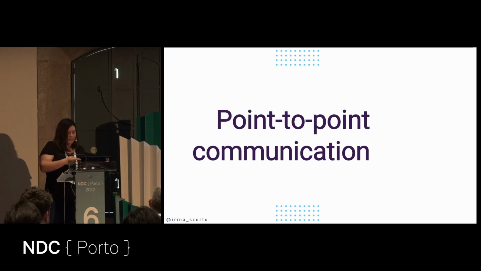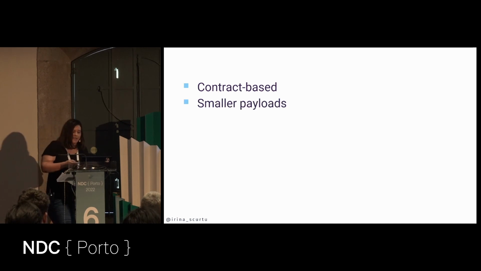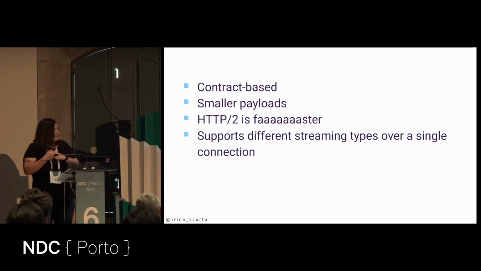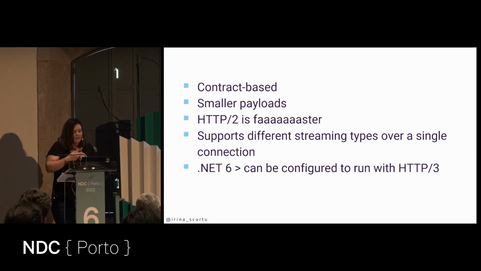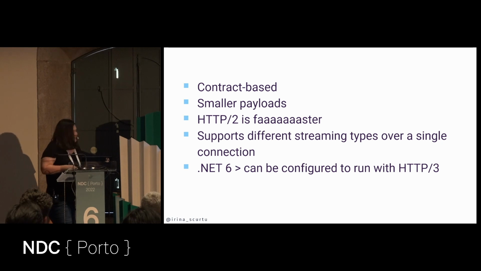Useful for point-to-point communication, and it has multiple calls over a single TCP connection, which is, I think, one big benefit. So it's contract-based, smaller payloads, it's way faster, and it's out of the box, and if the browser supports it, and we have scenarios server to server, why not use it? Streaming types, .NET 6, and also it can be configured to run with HTTP/3. I don't know about you, but I'm just getting started with HTTP/2, and they're talking about HTTP/3. And I feel like it's kind of getting ahead of me.